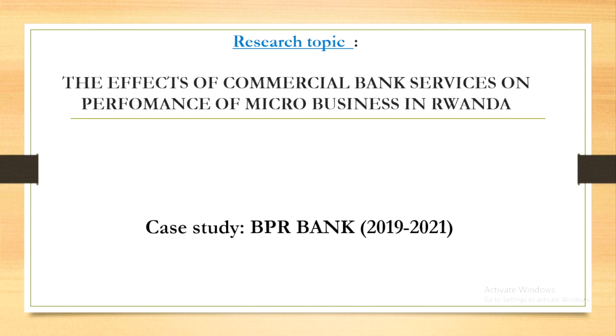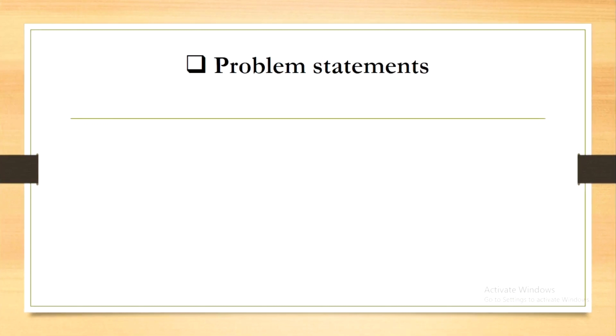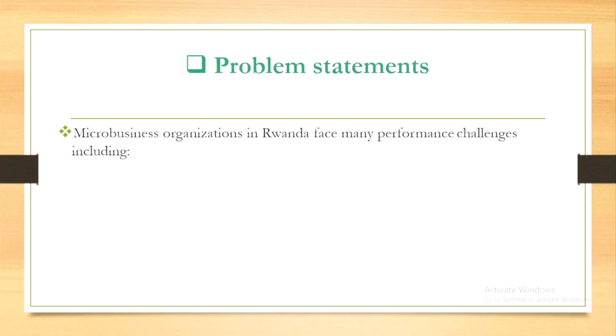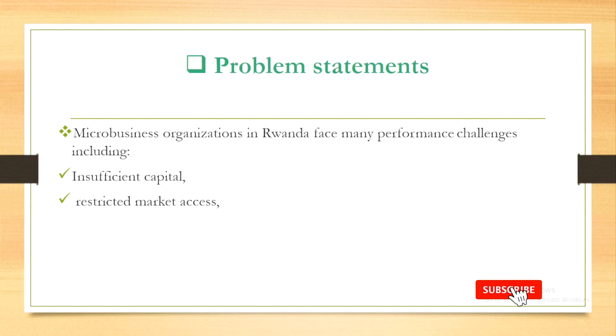So we have seen that, as under the problem statement, many micro business owners are facing the problem of insufficiency of capital. They have restricted market access, poor capital structuring, and limited transport and energy. Those are the main barriers and challenges that micro businesses are facing.